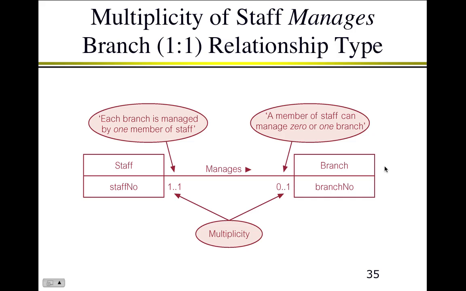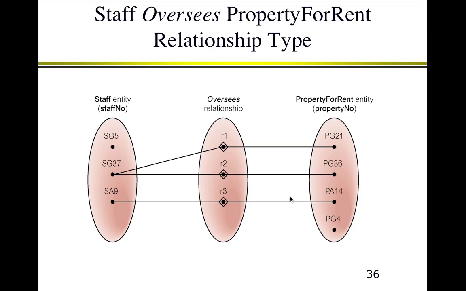Here we just have nothing. We have 0 or 1s that we're working with because we're having 1 to 1, kind of a binary relationship going on. And so we can actually have more than that. We can have multiple rather than a binary. When we have multiple, we have, for example, here, SG37. This staff member oversees 2 different properties for rent, property 21 and property 36. This is property for rent, and these are the property numbers that were assigned.